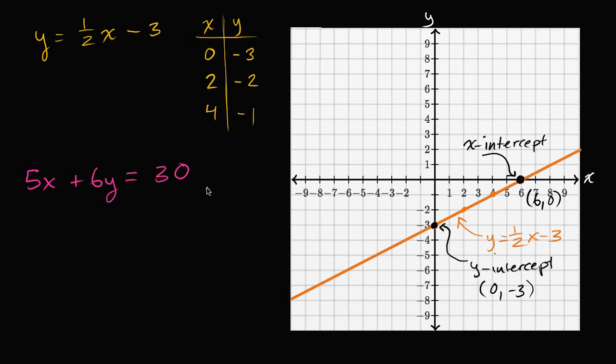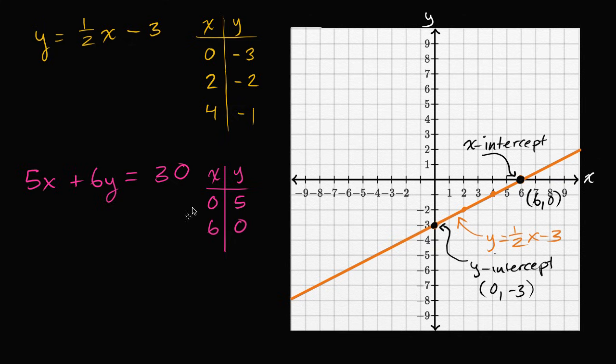Well, the easiest thing to do here, let's see what the y value is when x is equal to 0 and what the x value is when y is equal to 0. When x is equal to 0, this becomes 6y equals 30. And so 6 times what is 30? Well, y would be equal to 5 here. So when x is 0, y is 5. And what about when y is 0? Well, when y is 0, you have 5x is equal to 30. Well, then x would be equal to 6.